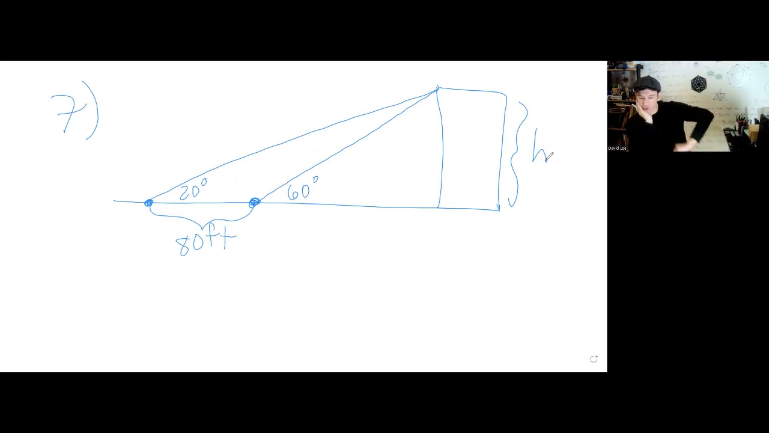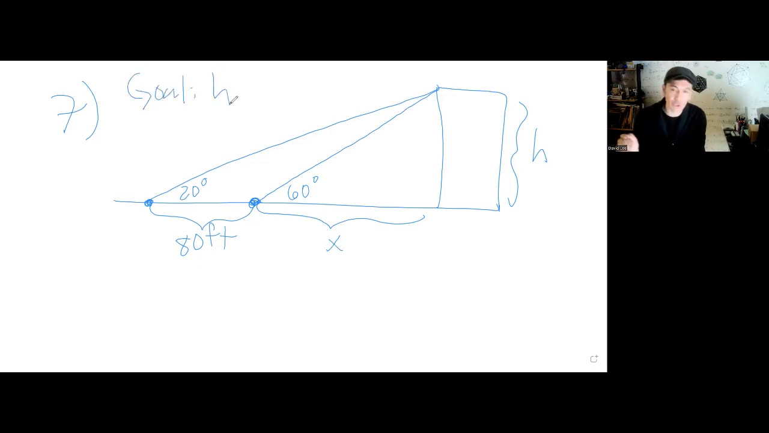Solve for H. Here's what I would do. Follow this routine. How about we let this distance be X, but the goal is H. Let's draw two triangles.